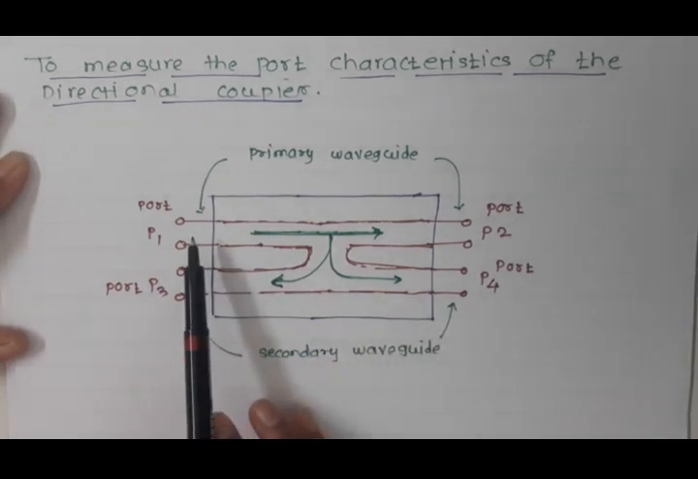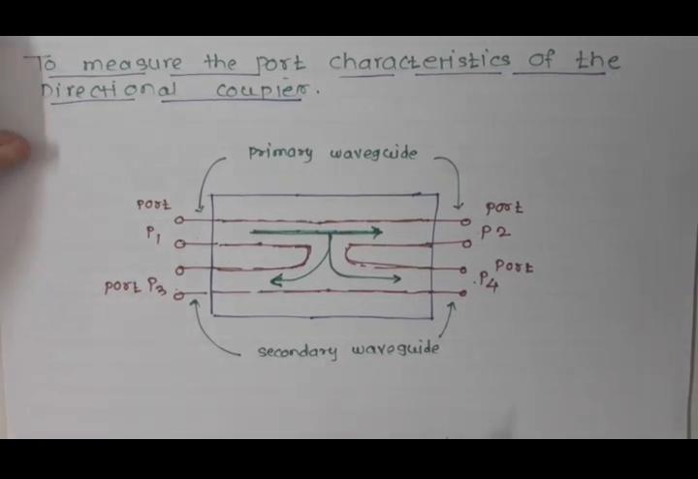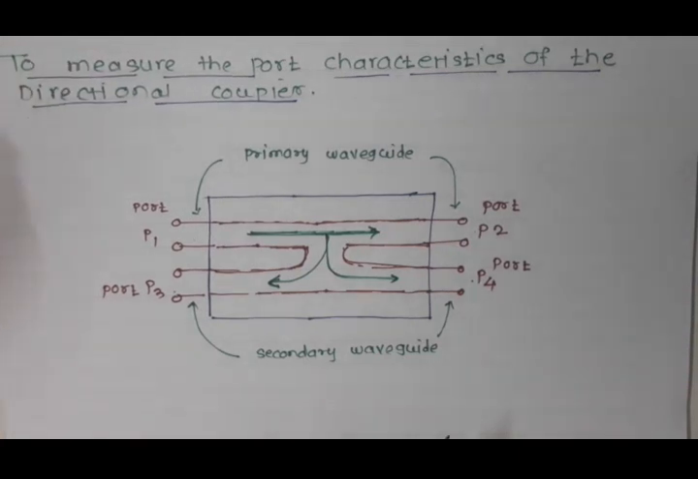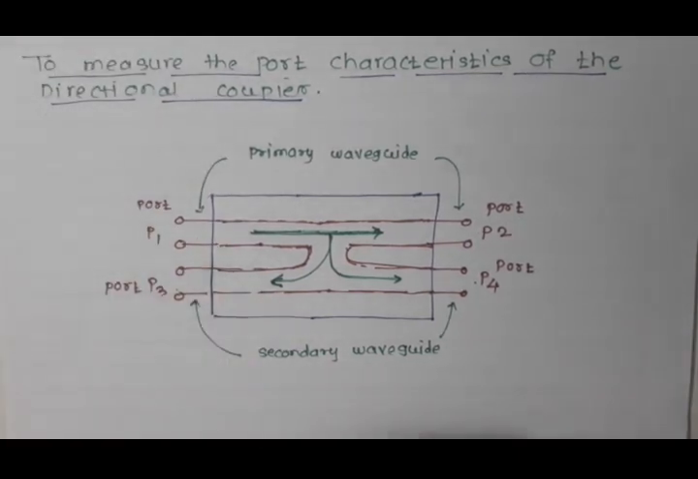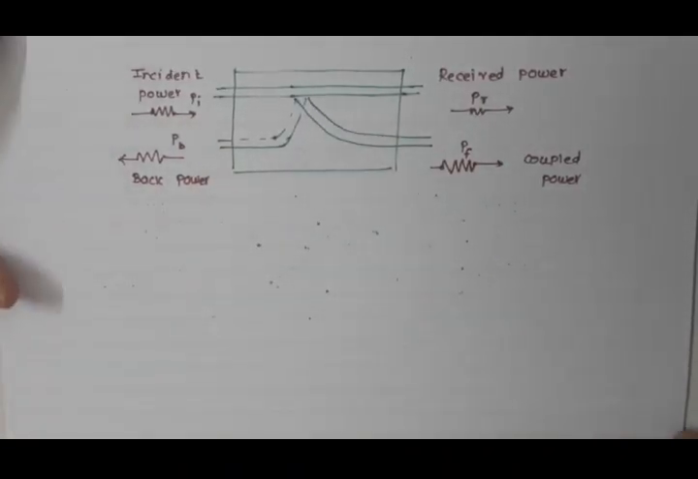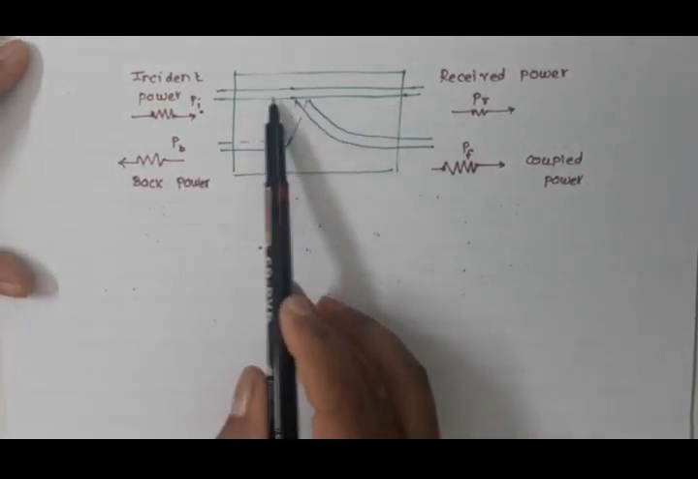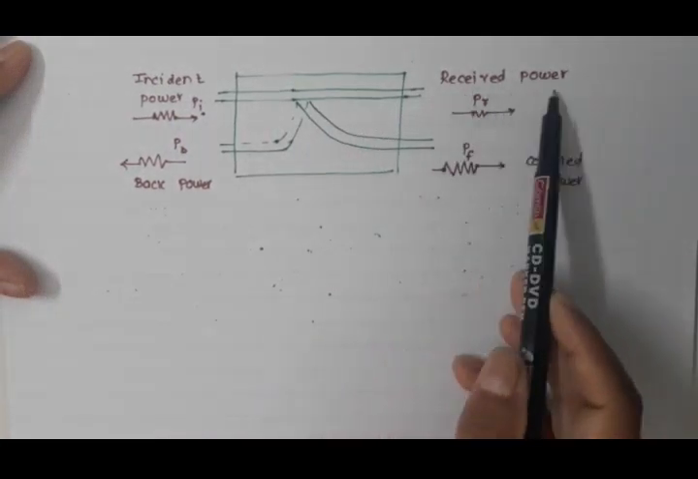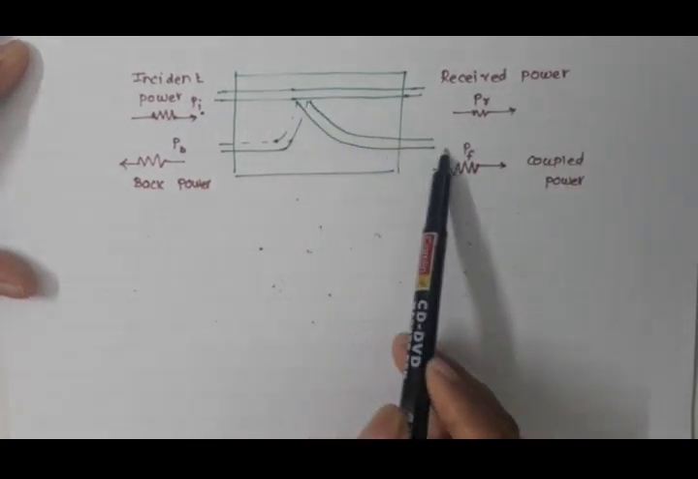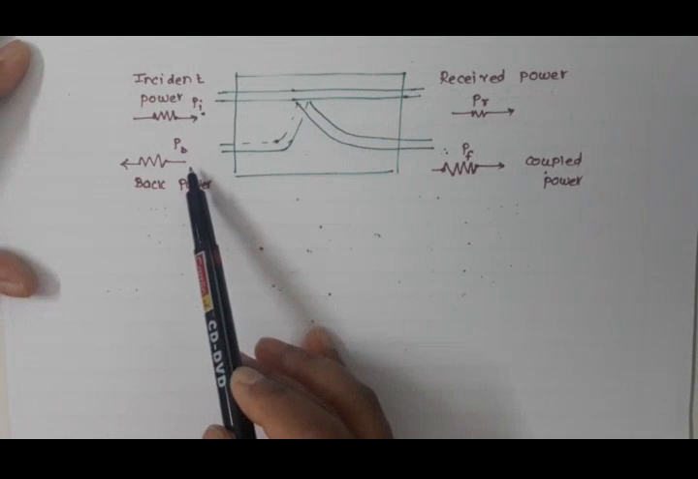As you can see here, this is port 1, this is port 2, this is port 3 and this is port 4. So this is a 4-port device. Now, how will the power be distributed in this directional coupler? Whatever you give from the port 1 side will be called the incident power. PI is the incident power. What comes out at port 2 will be called the received power. At port 4 you get the forward power, or the coupled power, and at port 3 you get the back power.